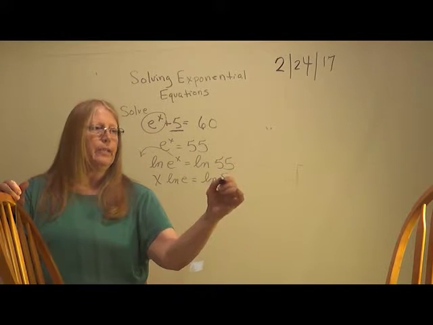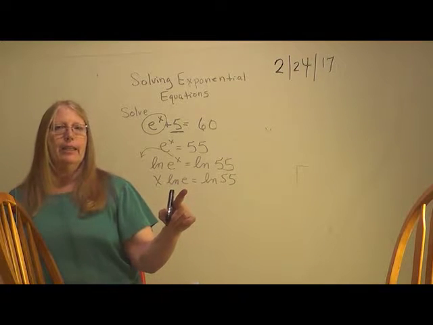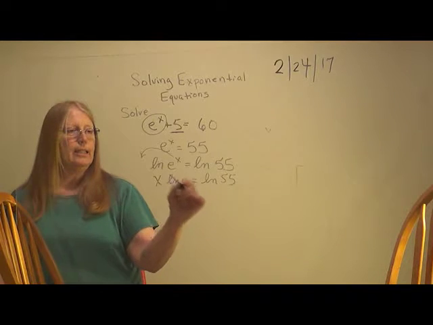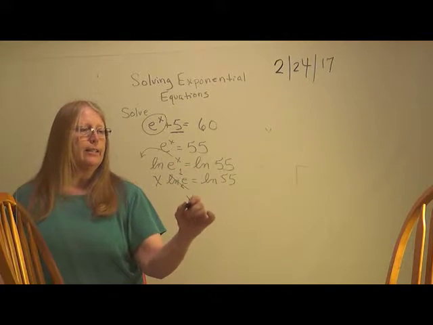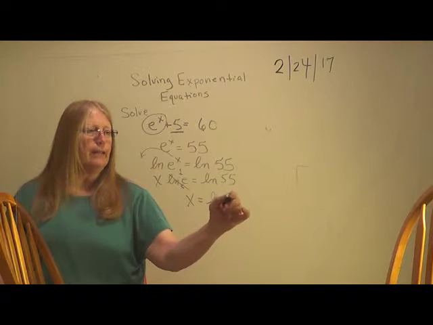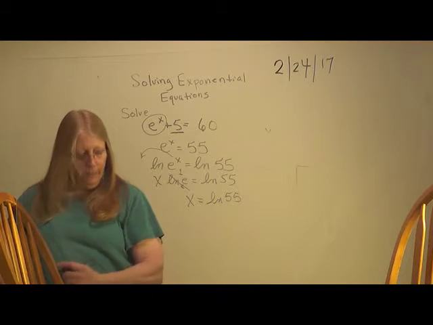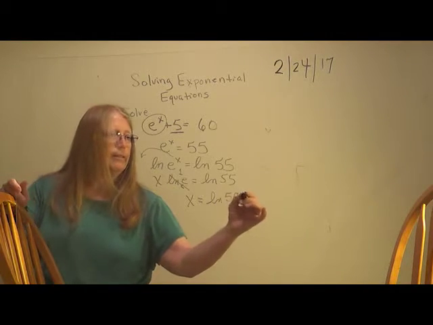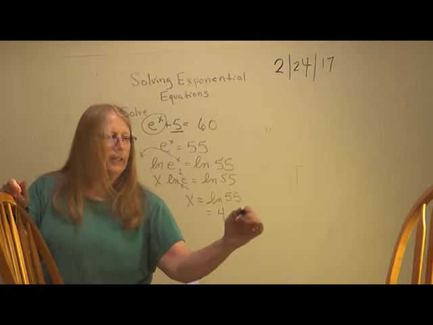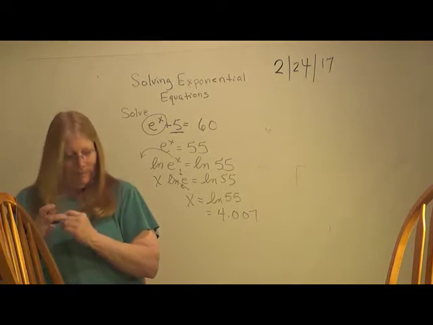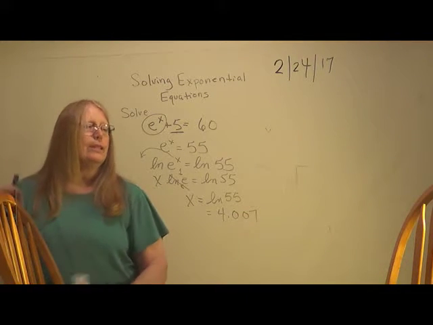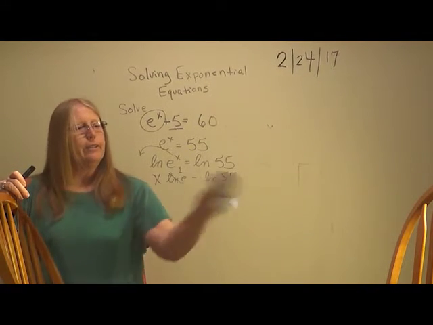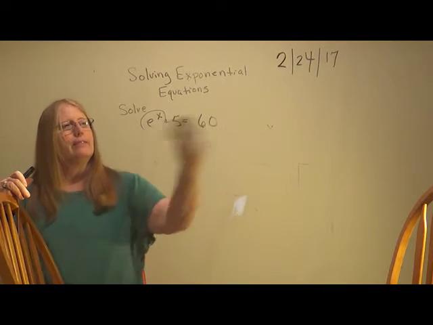Alright, nothing happens on this side. So what's ln of e? What exponent do you give the unwritten base e to get e? 1. So we have x equals ln of 55. That's just a number. So if you plug it in your calculator, you can get 4.007. Alright, so that is the answer to that exponential. Case solved.